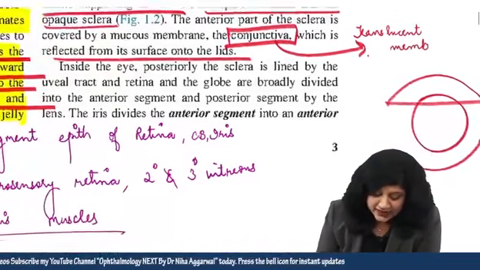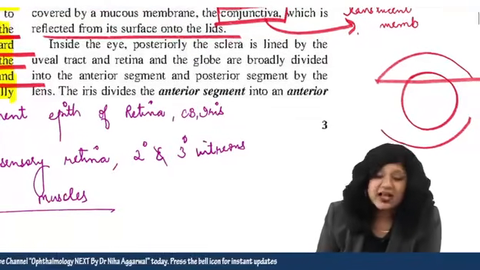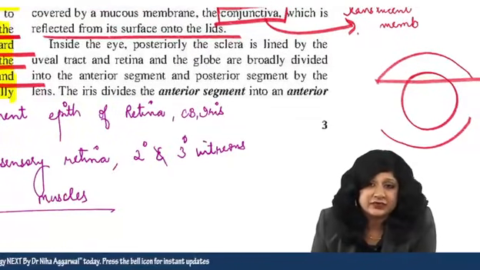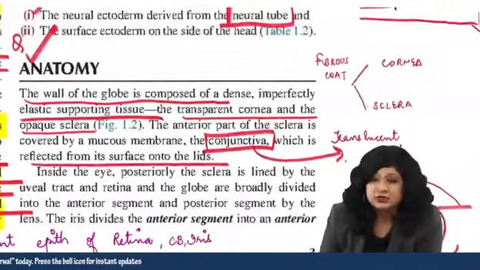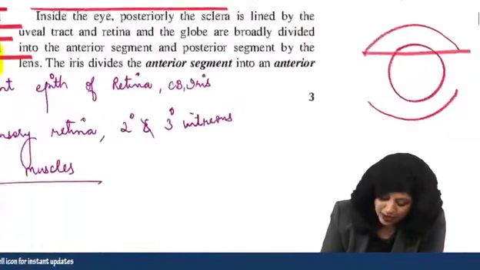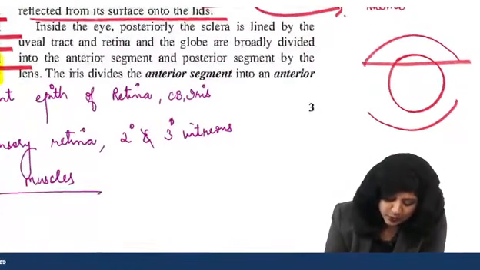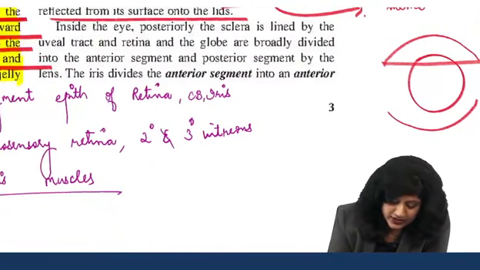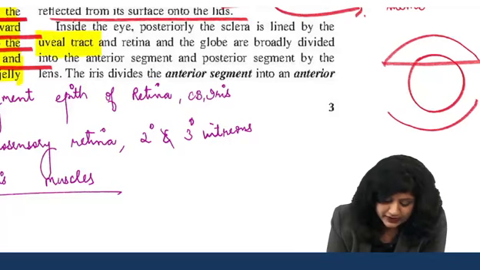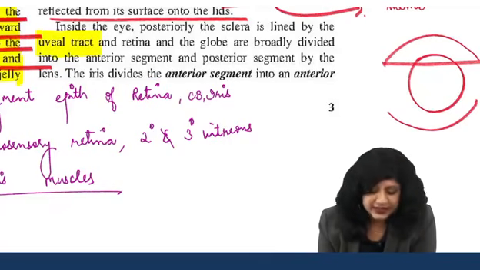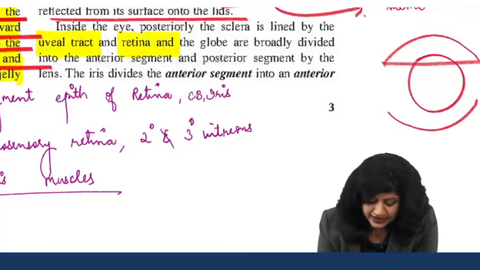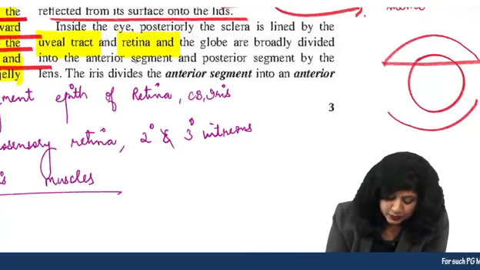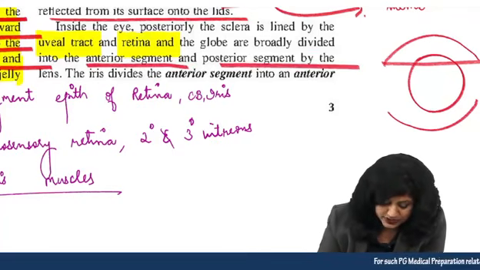Now inside the eye, posteriorly the sclera is lined by another tract. We have already talked about the fibrous coat here. Now after that there is one more coat, and that coat is the uveal tract. Okay, so this is your uveal tract, and then the third thing is the retina, and they are broadly divided into the anterior segment and the posterior segment.